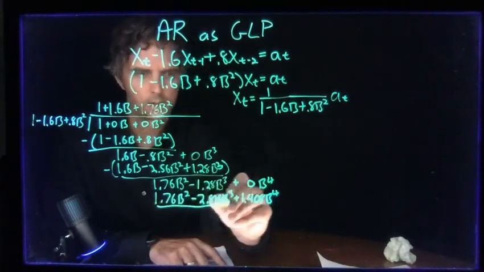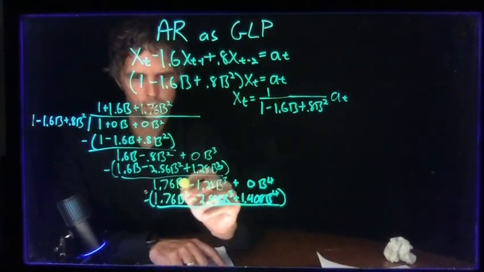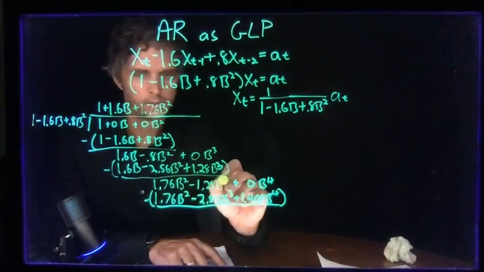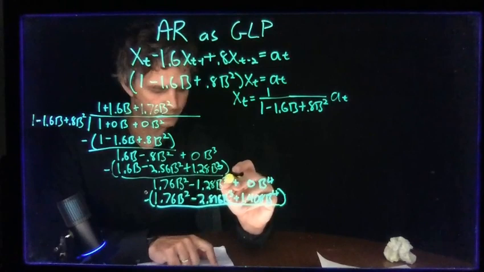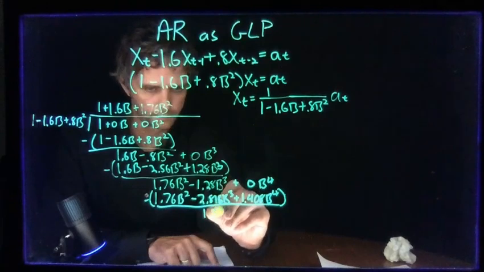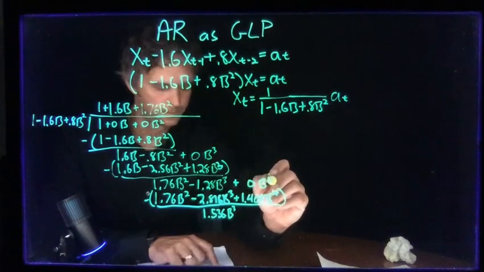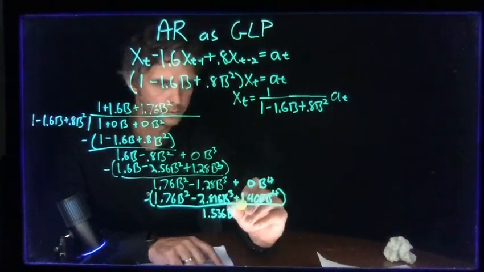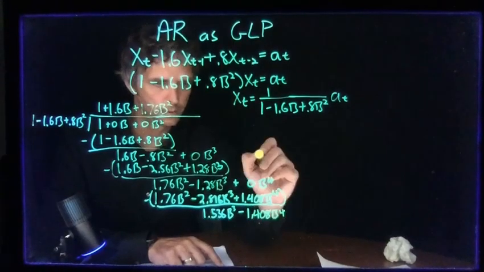And we're ready to do our subtraction. We're going to subtract the whole thing. And that will give us 0, 1.76b squared minus 1.76b squared. Again, that's why we chose it. Negative 1.28b cubed minus negative, so that'll be a positive 1.536b cubed. Positive 1.536b cubed. Yep. And then 0 minus 1.408b to the 4th. That's minus 1.408b to the 4th. Great.